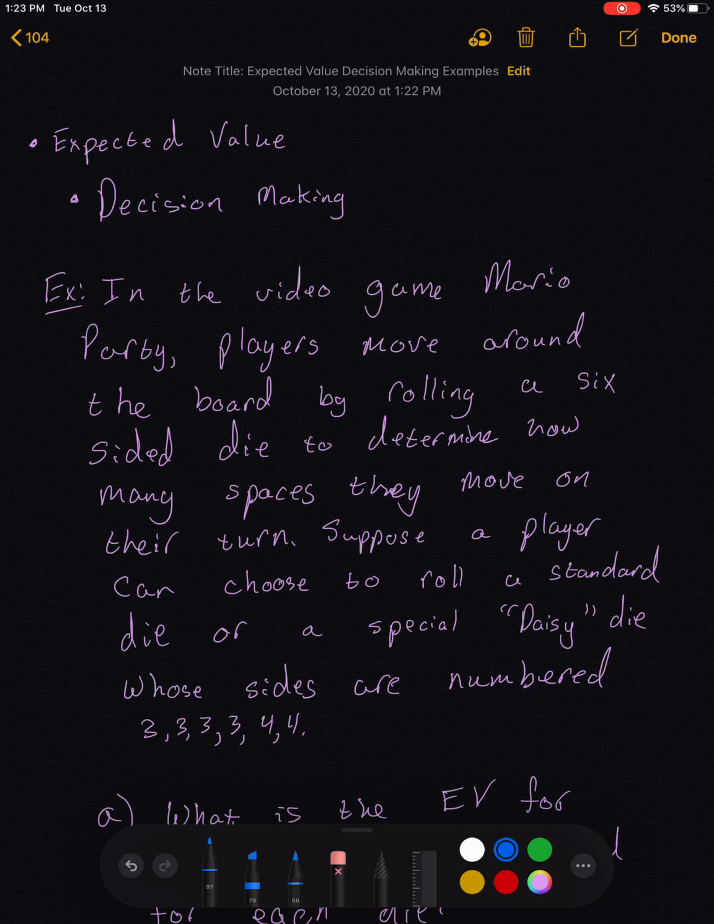Suppose that a player can choose to roll a standard six-sided die labeled 1, 2, 3, 4, 5, 6, or a special die, called a Daisy die, whose sides are numbered 3, 3, 3, 3, 4, 4. So the player has the choice. They can either roll a typical six-sided die, or they can roll the special die, where four of its sides contain the number 3, and two of its sides contain the number 4.